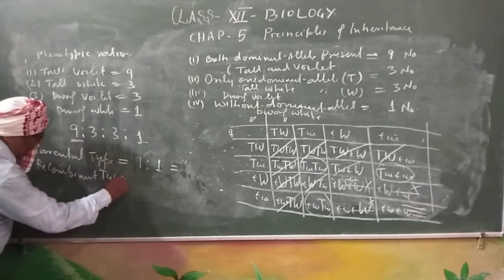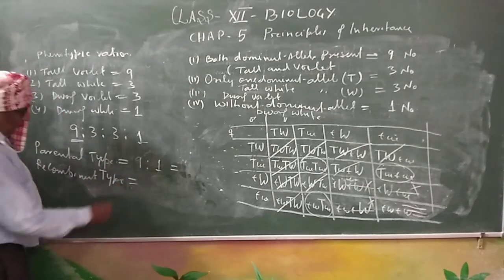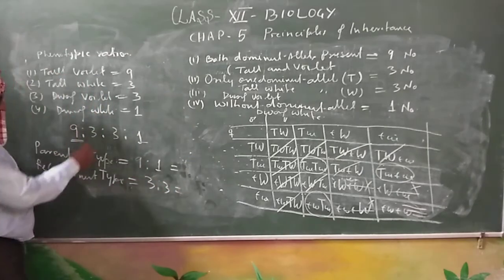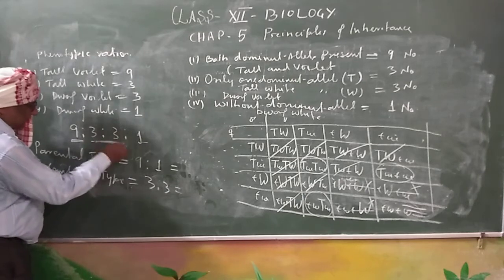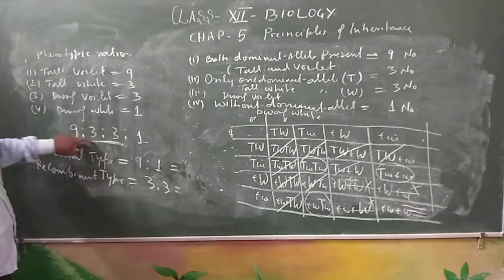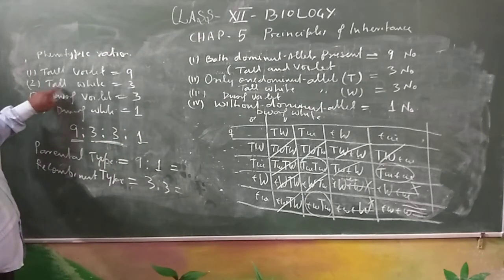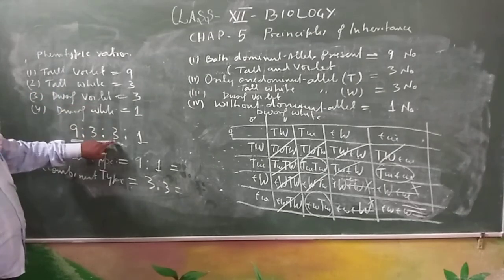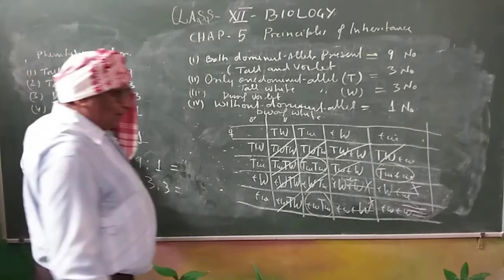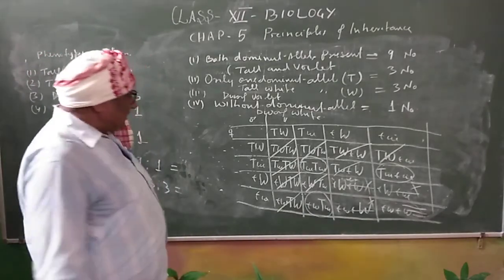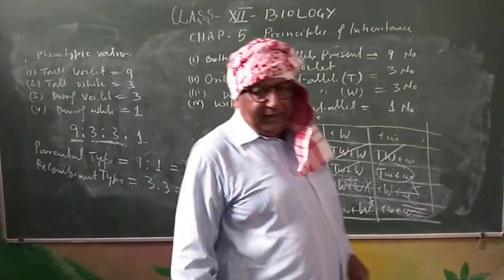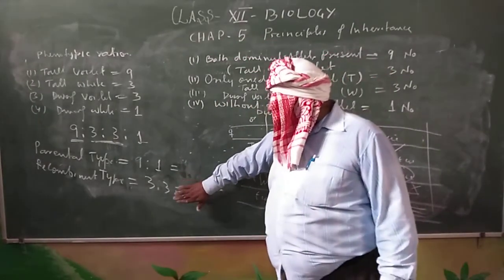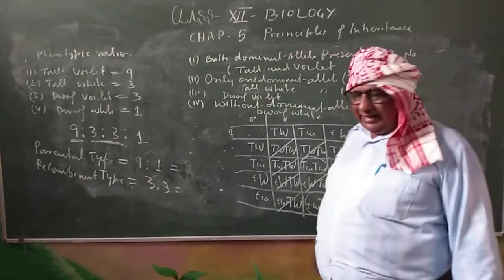Now, in the condition we are finding the recombinant type. And here we are finding recombinant types are 3 ratio 3. They are recombinants, these two recombinants. In these two, the tallness 3 and violet color 3 are equal in number. And that represents law of independent assortment. Where are you looking for law of independent assortment? That is in recombinant type.